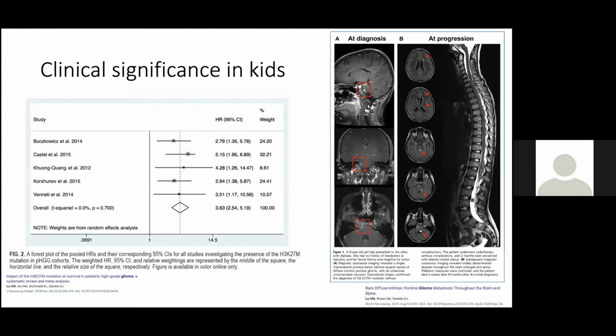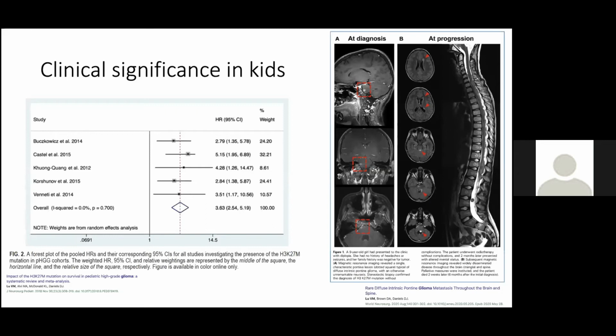These children typically live up to a year, and the only real standard of treatment we have right now is radiation. Multiple chemotherapy drugs are being trialed, but nothing has been shown to be more effective than just radiation alone currently, although many trials are underway.